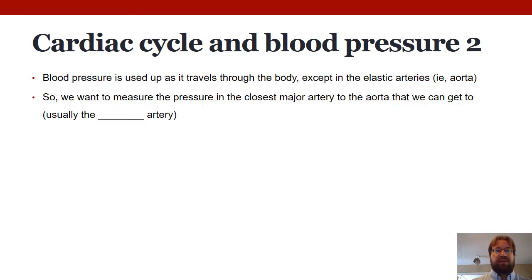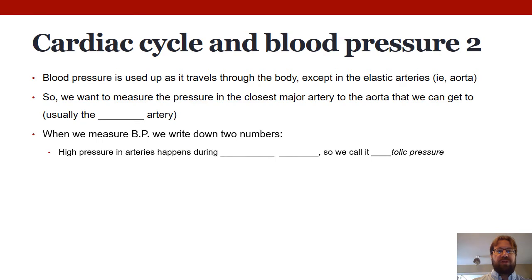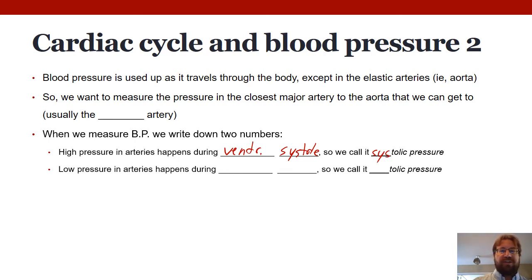Okay? So you can see that when we measure the blood pressure, we write down two numbers. The higher pressure in the arteries happens during ventricular systole. So we call that systolic pressure. The lower pressure in the arteries happens during ventricular diastole. So we call it diastolic pressure.